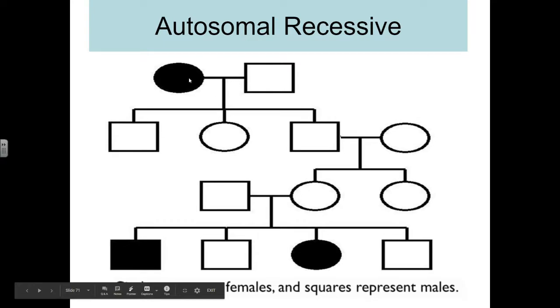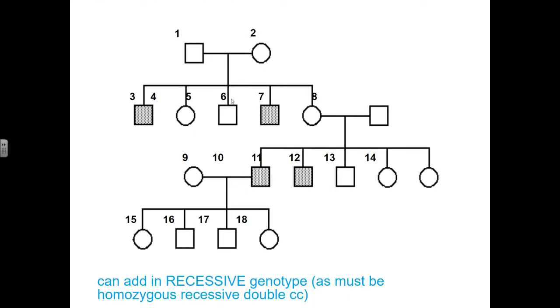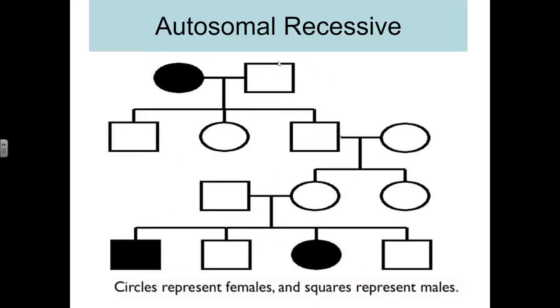We can see here that this affected female mates with an unaffected male. It doesn't matter if they're males or females because we're looking at autosomal, but just for the terms. The mother and the father have 3 children, all of whom are unaffected. We don't know if the father has given his dominant unaffected allele to these children here. It's very possible that he could be a heterozygote and could be carrying one of these deleterious alleles.